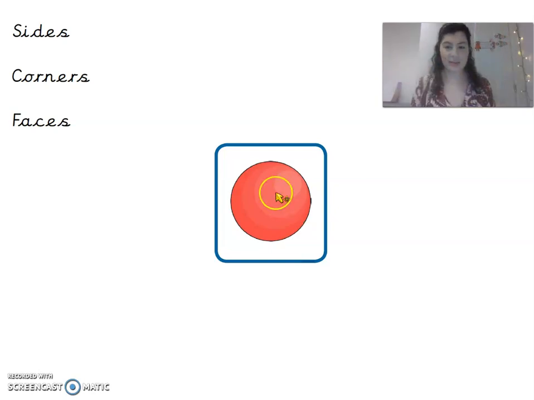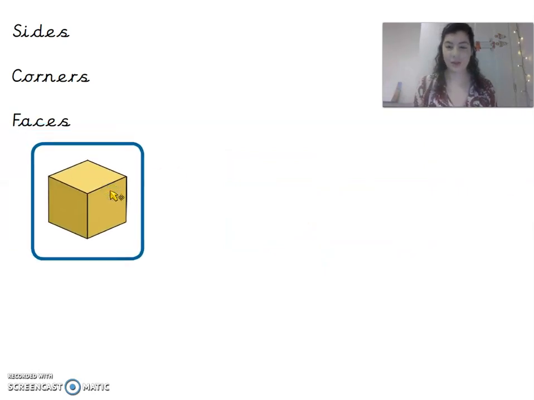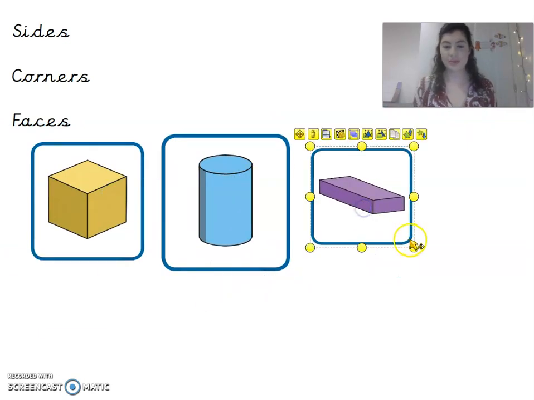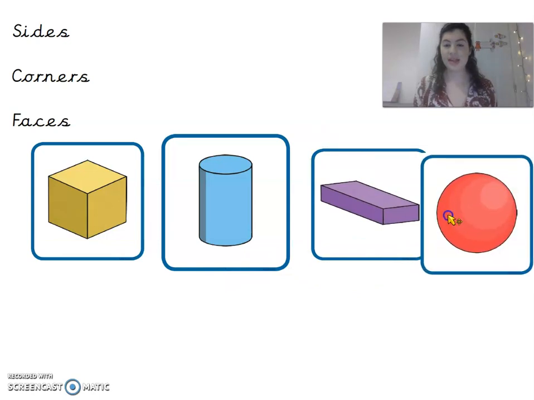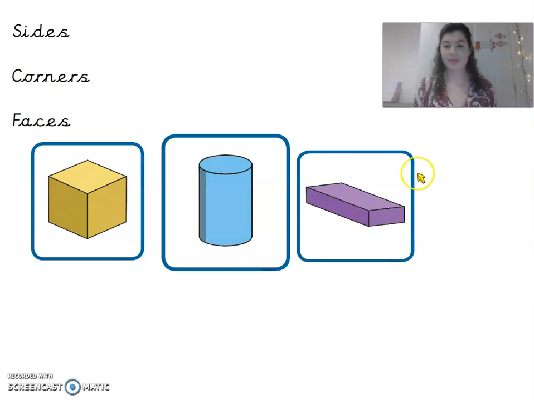So we've got, are you ready? We're going to run through them again. A cube, a cylinder, a cuboid, one's a bit small, and a sphere. They are the 4 shapes we've learnt so far. Let's go through them one more time. Ready? Cube, cylinder, cuboid, and sphere. Well done.